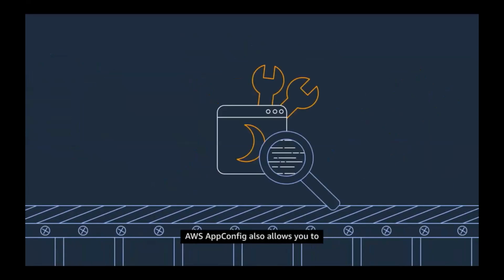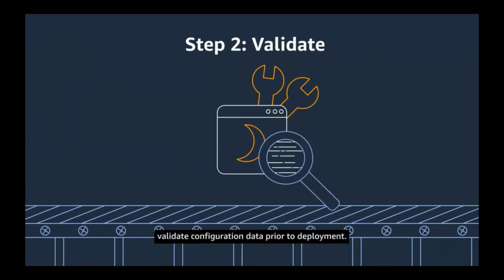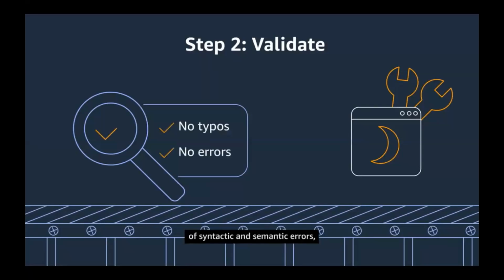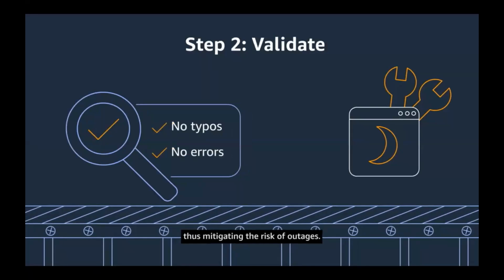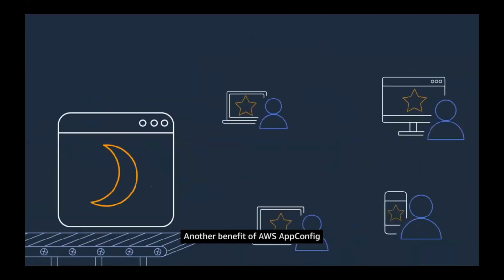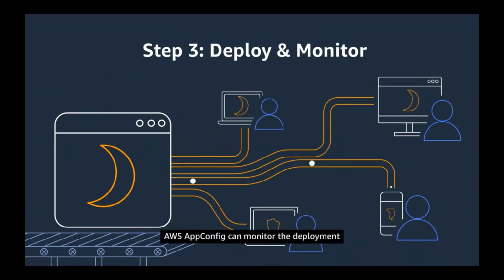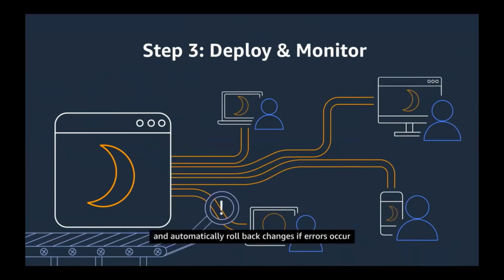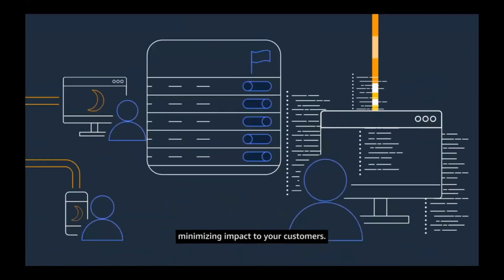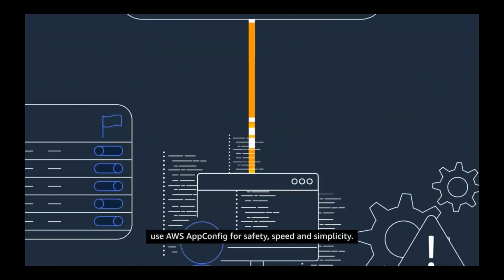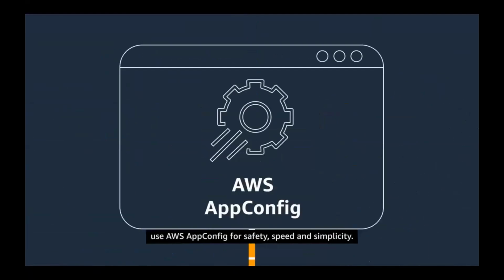AWS AppConfig also allows you to validate configuration data prior to deployment. Adding validation logic ensures your data is free of syntactic and semantic errors, thus mitigating the risk of outages. Another benefit of AWS AppConfig is deployment and monitoring. Roll out the validated configuration changes instantly or gradually. AWS AppConfig can monitor the deployment and automatically roll back changes if errors occur, minimizing impact to your customers. Whether you're releasing new features or are responding to operational events, use AWS AppConfig for safety, speed, and simplicity.